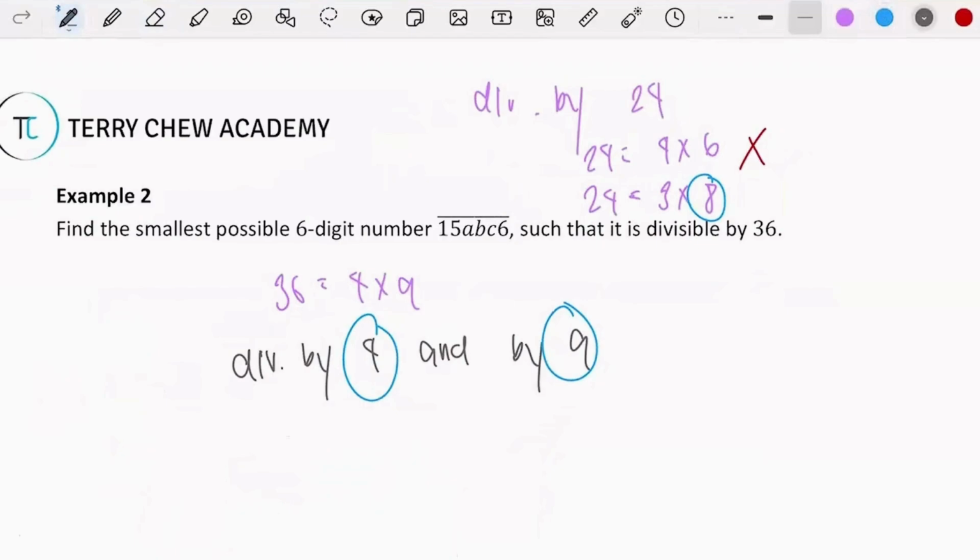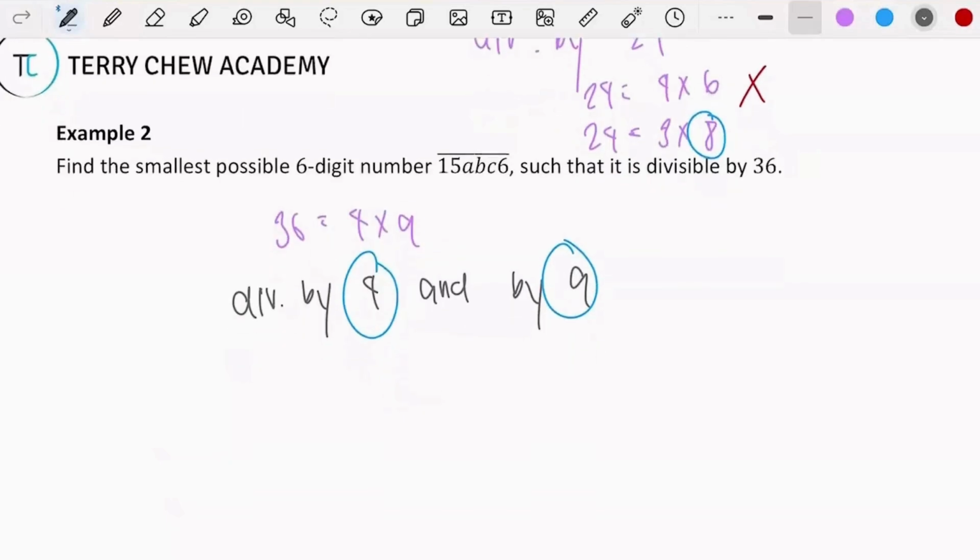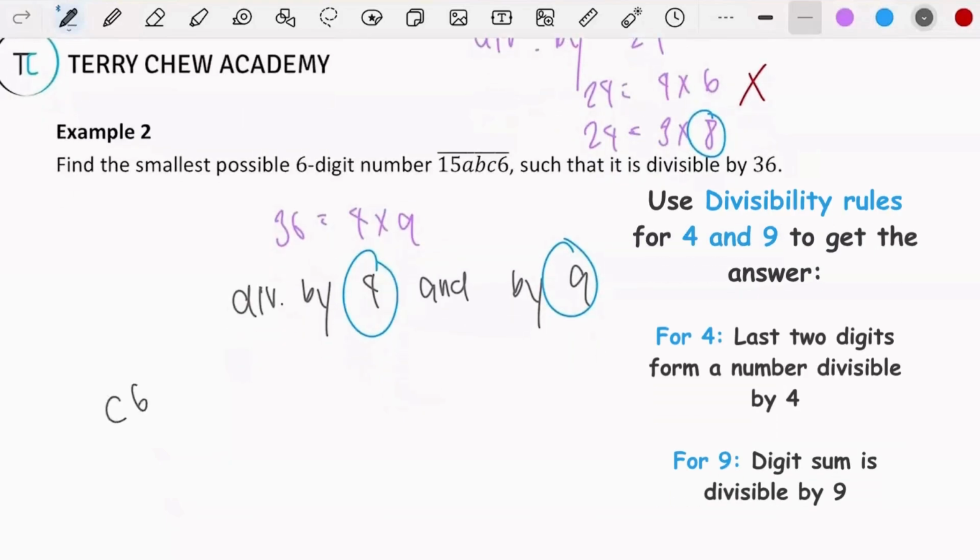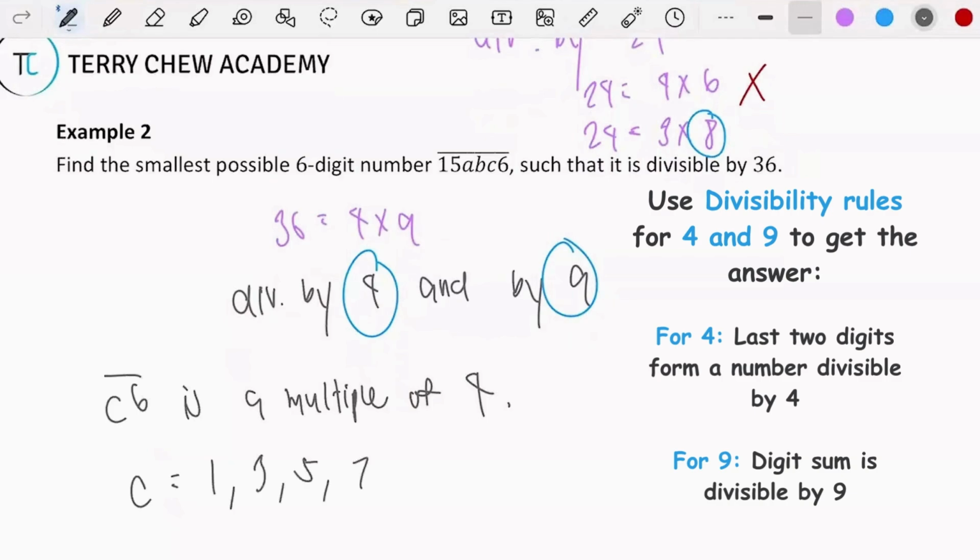Divisibility by 4, as Atri said, check the last 2 digits. If they're divisible by 4, then the whole number is divisible by 4. So the last 2 digits are C6. So C6 is a multiple of 4. So the options of C are just 1, 3, 5, 7, 9.